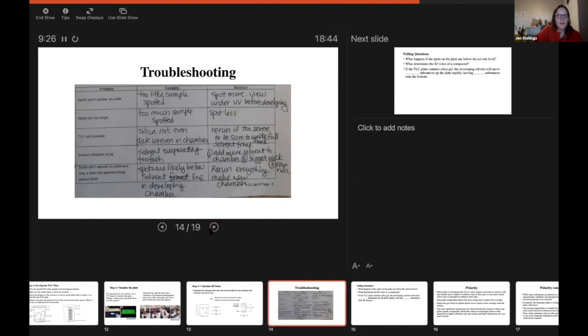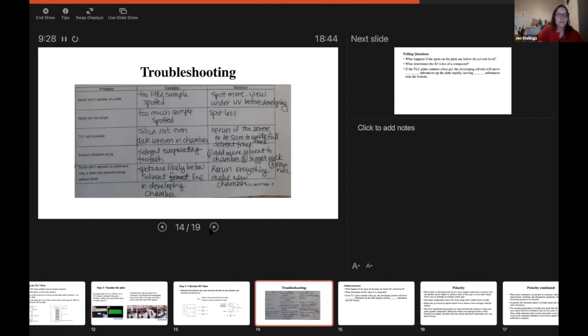Okay. I'm not going to go into this. I put this in here last minute last night, but this is troubleshooting. It's not applicable to us. If you ever do TLC somewhere, maybe this would be helpful to you, but we can just skip over the troubleshooting here.